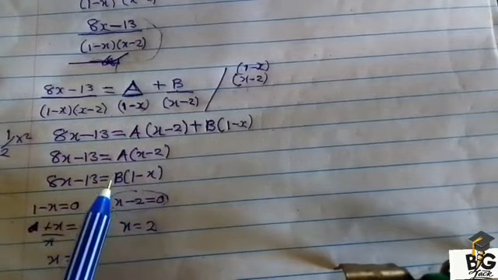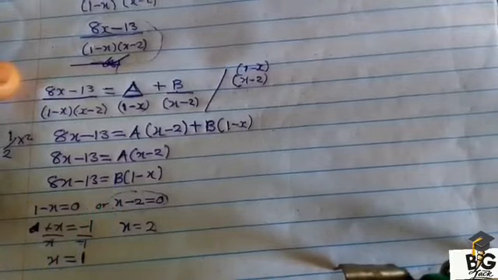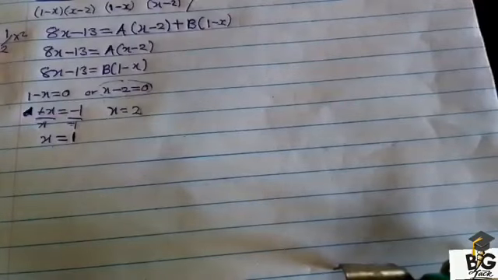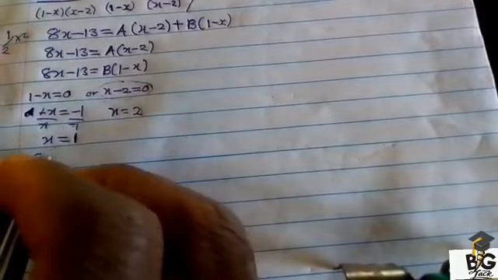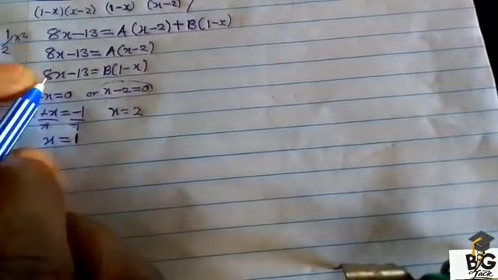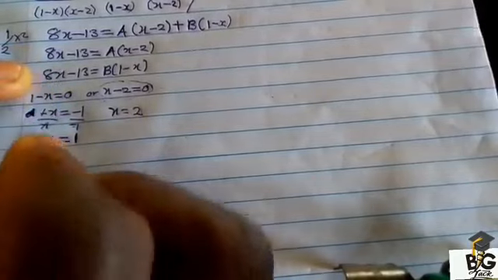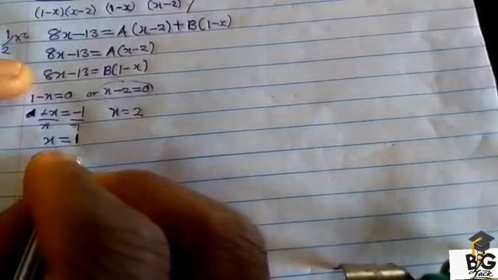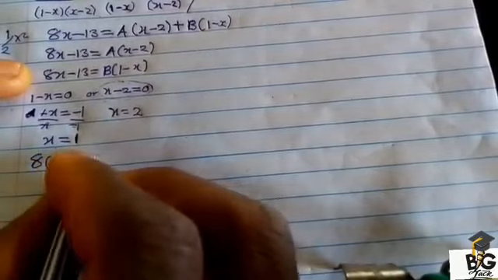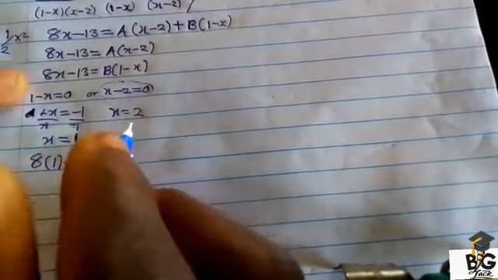So let's find the values. Let me start with a. So we have 8x here. Which means where there is x, I'm just going to put 1. Then close, minus 13. Then is equal to a.